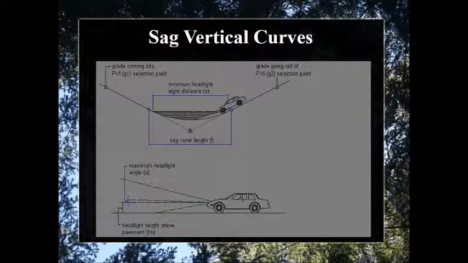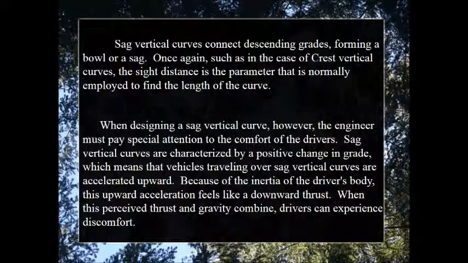Sag vertical curves are curves that connect descending grades, forming a bowl or a sag. Designing them is very similar to the design of crest vertical curves. They are seen in negative or descending grades. Once again, such as in the case of crest vertical curves, the sight distance is the parameter that is normally employed to find the length of the curve.